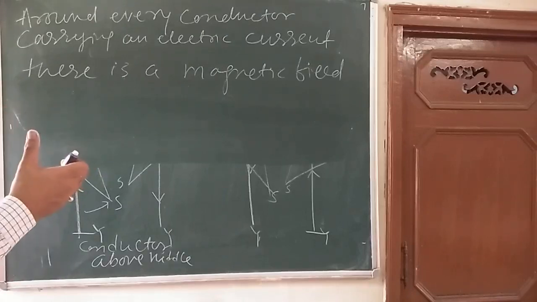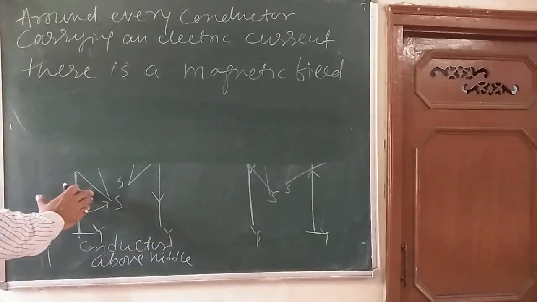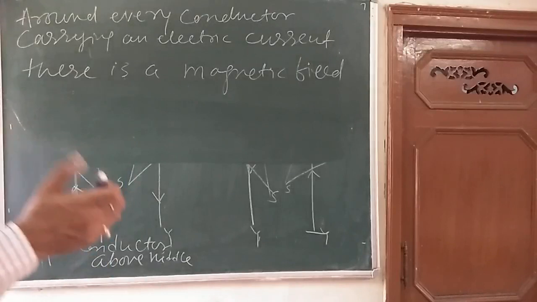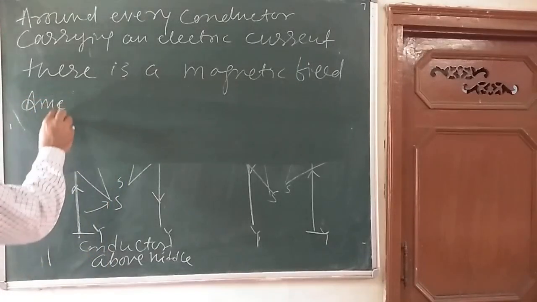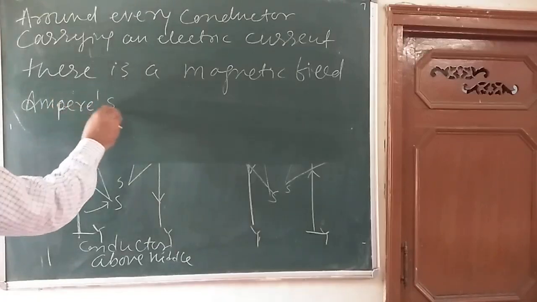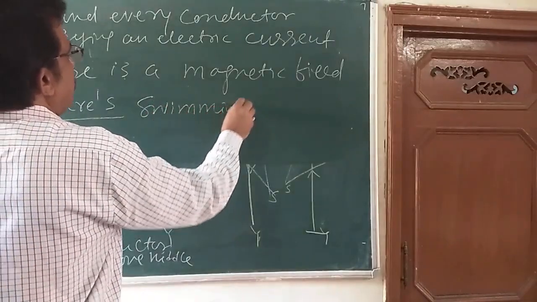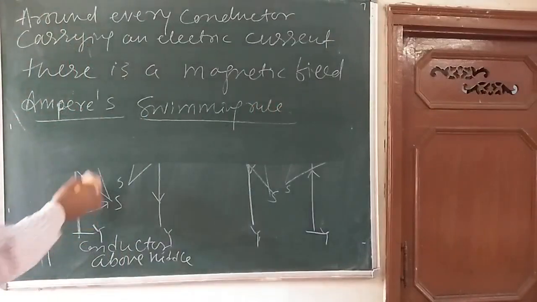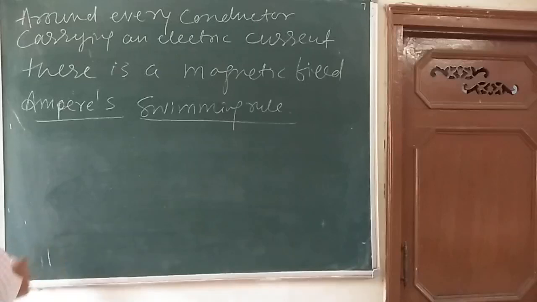If I want to find out the direction of the needle here, for that I am taking a law, that is for the direction of magnetic field, called Ampere's swimming rule, A-M-P-E-R-E. First I am writing here Ampere's swimming rule, and then I will explain.